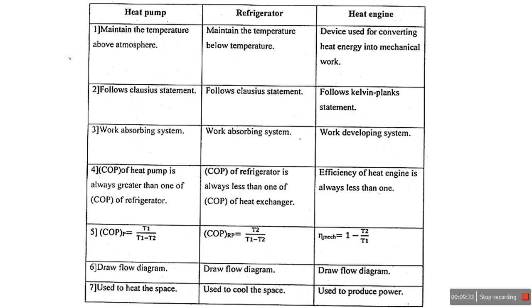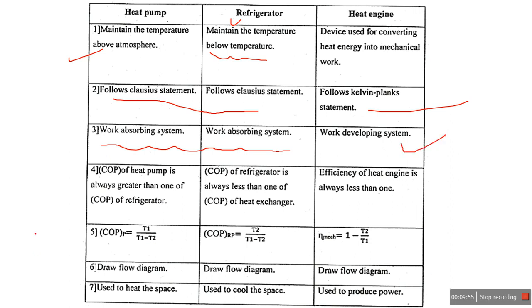Now see, what is the purpose of a heat pump? To maintain the temperature above atmosphere. The refrigerator maintains the temperature below atmosphere. The main purpose of a heat engine is to produce work. I already discussed that the heat pump and refrigerator follow the Clausius statement and the heat engine follows the Kelvin-Planck statement. They are work absorbing devices, consuming electricity for the compressor.